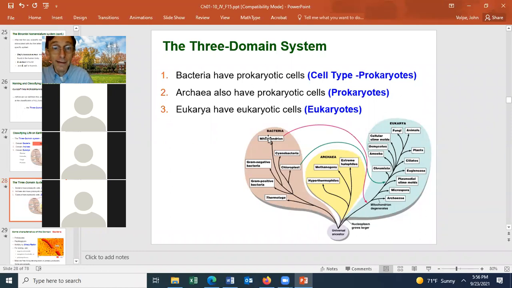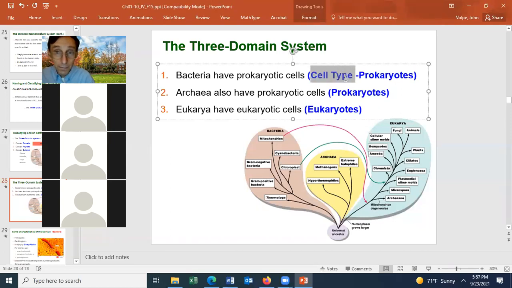In the 3-domain system, it's important to realize that they have different cell types. The bacteria have prokaryotic cells, so the cell type is prokaryotes. The archaea also have prokaryotic cells, so their cell type is prokaryotes. The eukarya have eukaryotic cells, so their cell type is eukaryotes. Okay? Your textbook calls this a cell type.